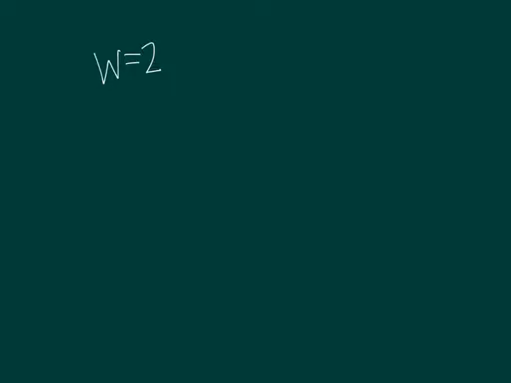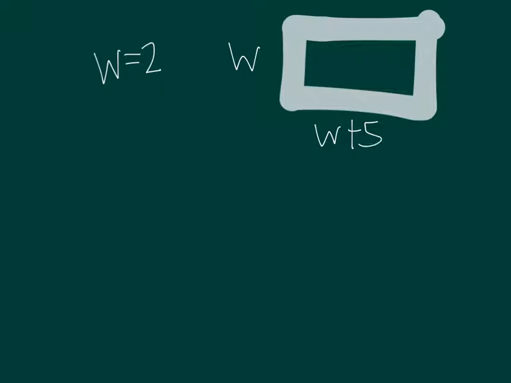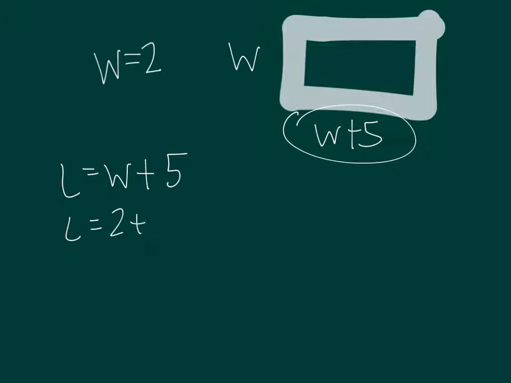Okay, so we found that w equals 2, and I'm going to draw a picture one more time. Okay, but the question was asking, find the length of the rectangle, and this is what represents our length. So we have to remember to always take our answer and plug it back into the equation. So the length is equal to w plus 5. And we know that w is 2, so the length is equal to 2 plus 5. The length is equal to 7. And that's your final answer.